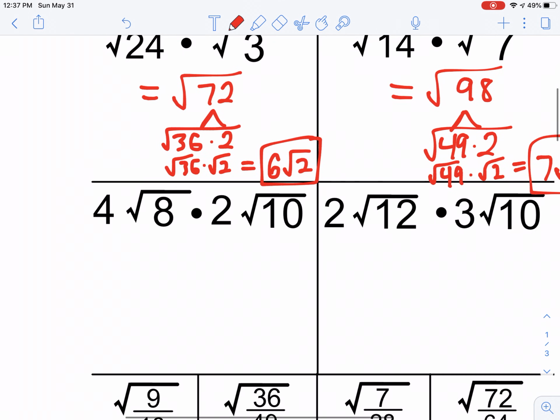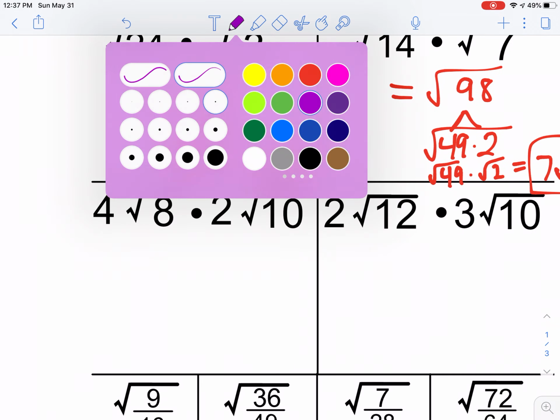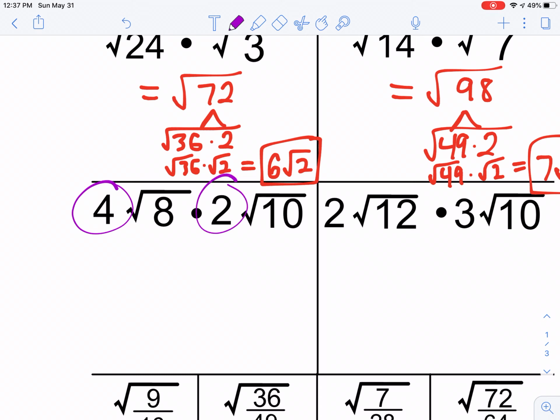These next two examples, you see numbers on the outsides of the radicals. Those you multiply as well. See the 4 and the 2 on the outside? You multiply them. 4 times 2 is 8.